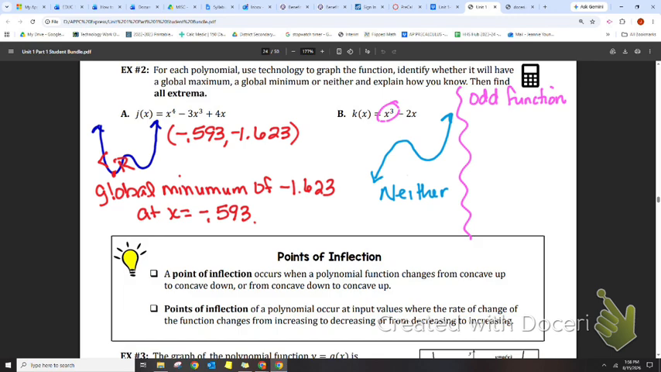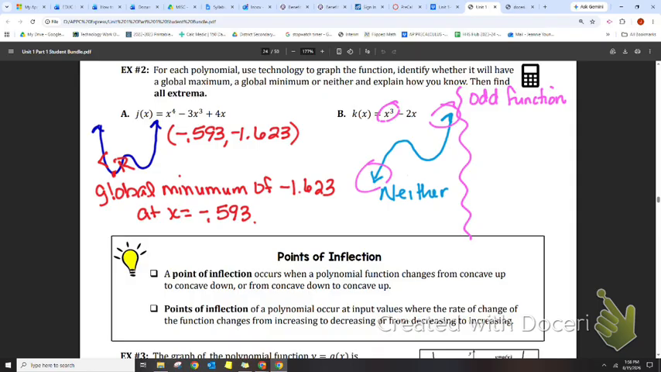An odd function is like, think about one you know really well. Y'all are kind of familiar with cubics, but what about a linear, okay? An odd function is like a linear function. The end behavior, what's on the far left and the far right, is always going to go in opposite directions, okay? So if it's an odd function, there's not going to be any global minimum or global maximum.